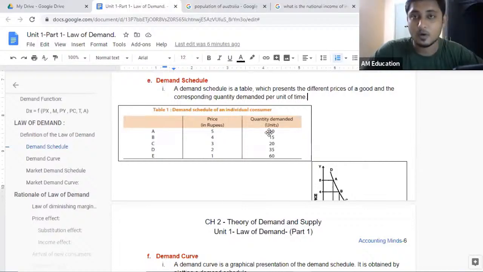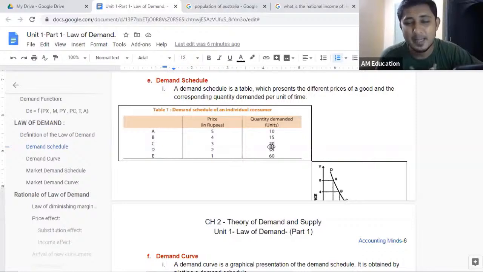At this price, how much is quantity demanded? At 1 rupee, how much is the quantity demanded? At 3 rupees, how much is the quantity demanded? So where do we get this information from? A demand schedule. Clear? The table that gives us the prices and the corresponding quantities demanded at different points of time is nothing but demand schedule.